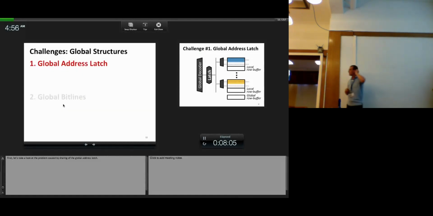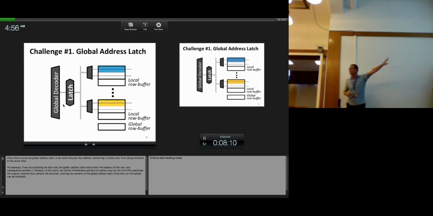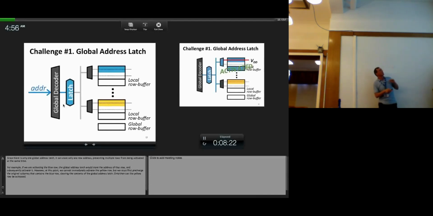So what are these global structures? I'll give you the basic ideas as to how you can reduce those global structures. One is the global address latch. Let's take a look at that first. When you actually access DRAM, the address is decoded and latched. And this latch is shared across different subarrays. So let's say you want to do a read to this blue row in this subarray, subarray 0. Its address is latched, and its row is activated.